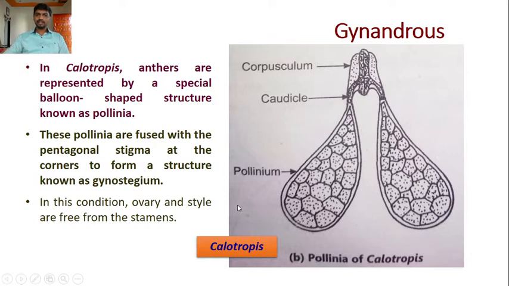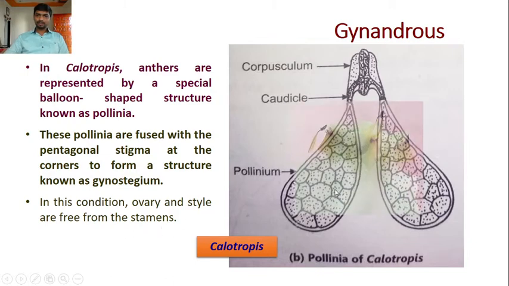In this condition, the ovary and style are free from the stamen. Here only adhesion is seen between the pollinia and the stigma. The ovary and style, which are parts of the gynoecium, are free from the stamen. Here the anthers are represented by a special balloon-shaped structure that we know as the pollinia. So these anthers are fused with the stigma only, while the ovary and style are free from the stamens.